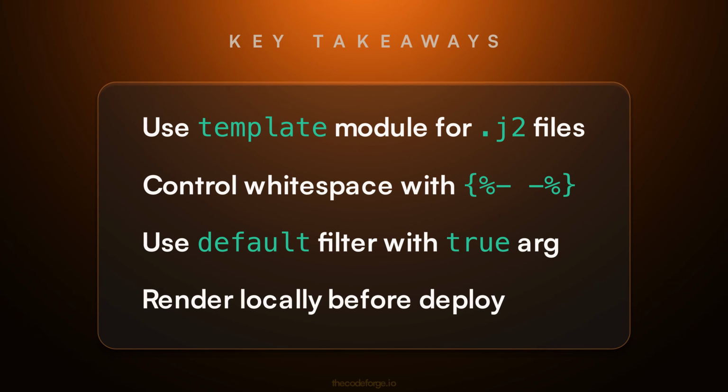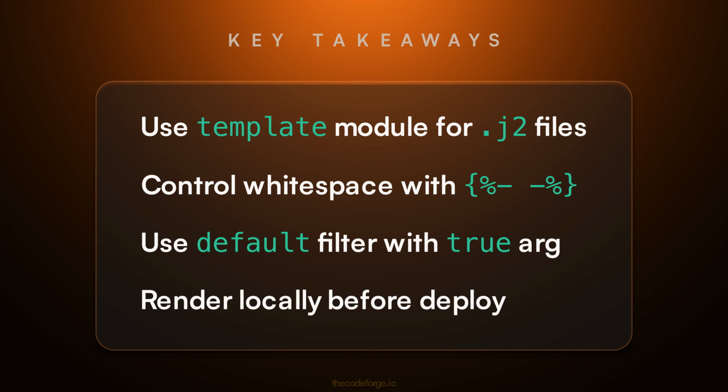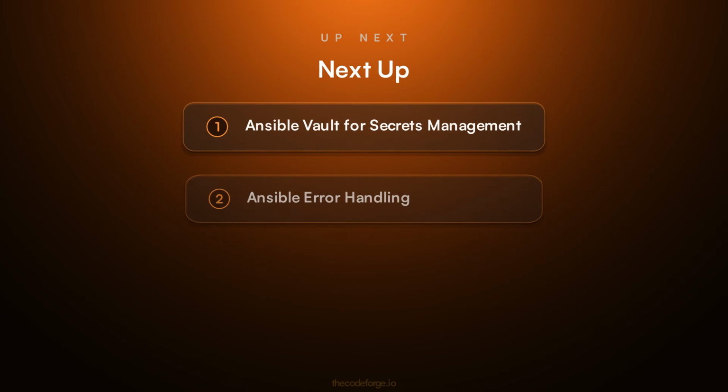Let's recap the key takeaways. Use the template module for .j2 files. Control whitespace with {%- -%}. Use the default filter with the true argument. Render locally before deploy. Ready to go deeper?